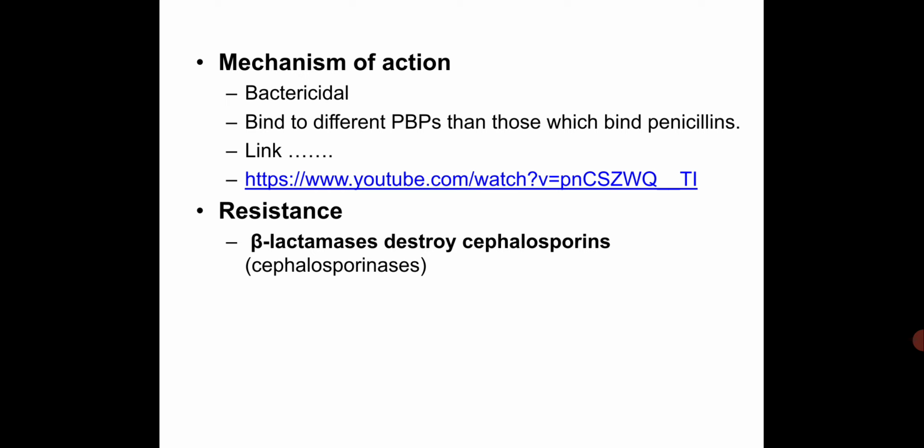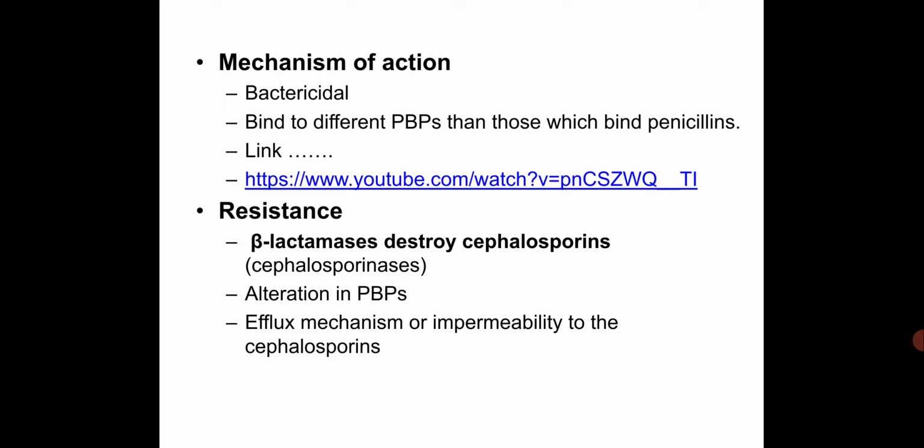Cephalosporin is a beta-lactam antibiotic, and various gram positive and gram negative organisms produce the beta-lactamase enzyme. In the cephalosporin case, it is the cephalosporinase enzyme. It opens the beta-lactam ring and destroys the antimicrobial drug. Other mechanisms are alteration in the penicillin binding protein, so the cephalosporin does not bind or has lower affinity in some organisms, and gram negative organisms having efflux mechanisms or impermeability to the cephalosporins.